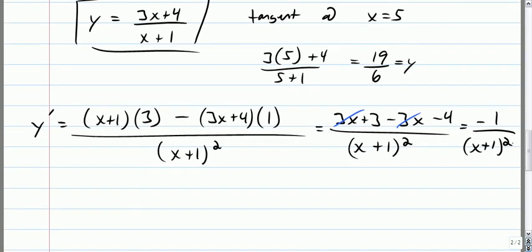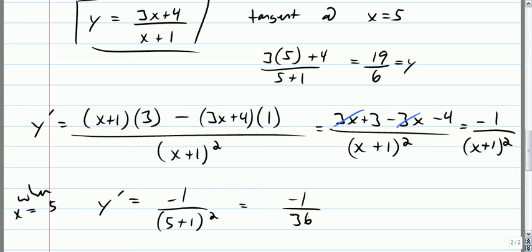So when x is 5, y prime is -1. I should say that when x equals 5, y prime equals -1 over 5 plus 1 squared, which is -1/36. Oh, so I got all these pieces in yellow I'm going to use. The x, the y, and the slope here. So I can finish this off real quick.